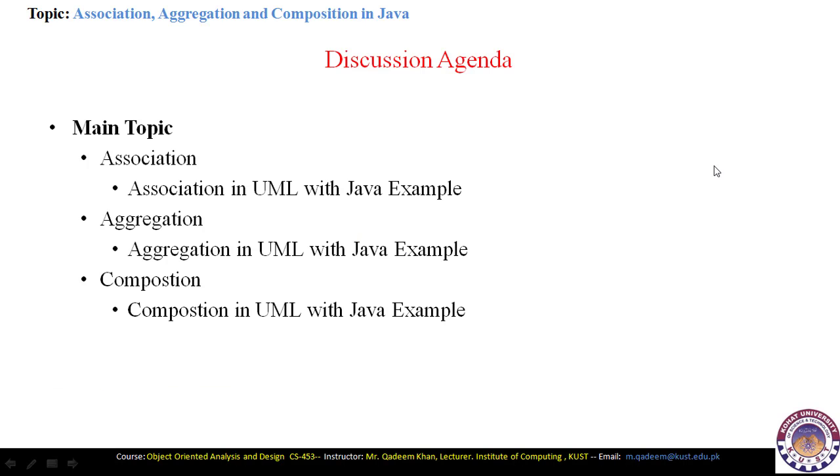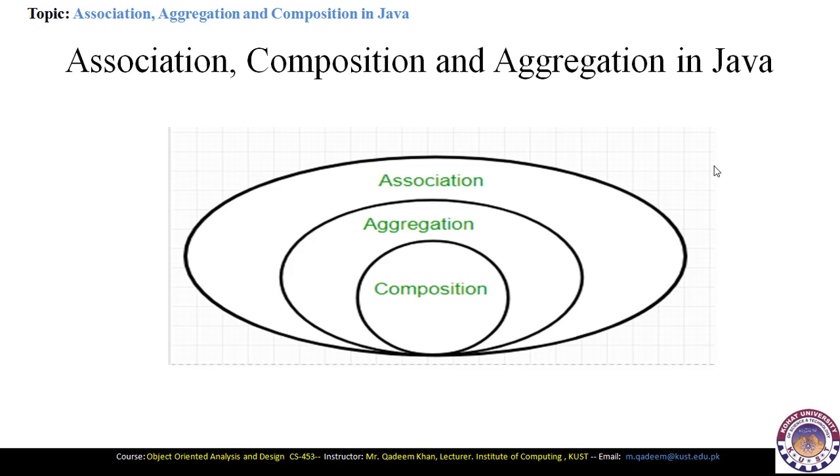This is the discussion agenda. It contains the topic of association. Then we have association in UML and also with Java examples. Then we will explain aggregation in UML with the Java example, and also we will explain composition, and the composition will be explained with the help of UML and Java examples.